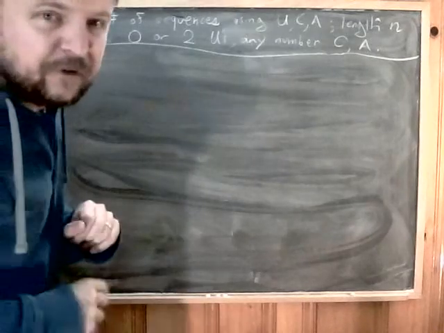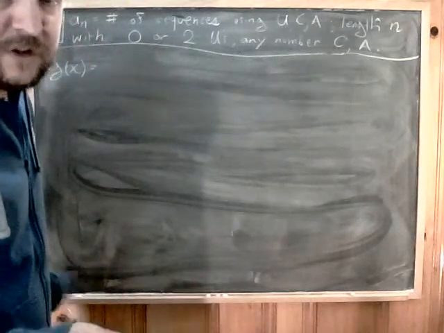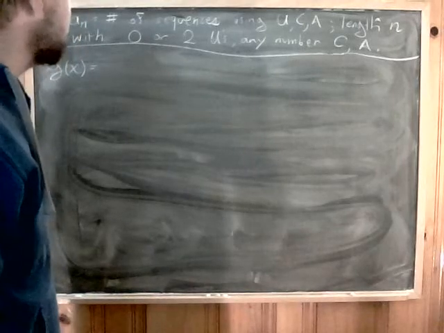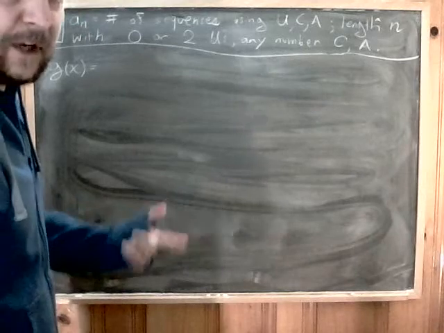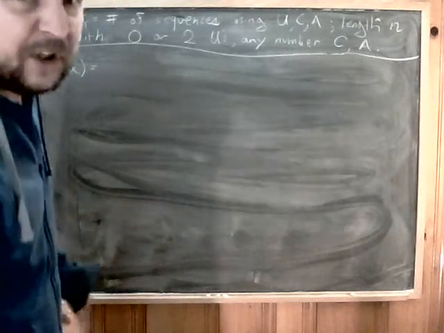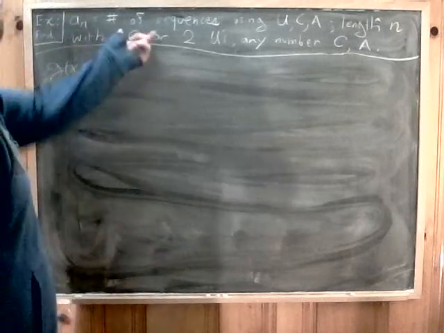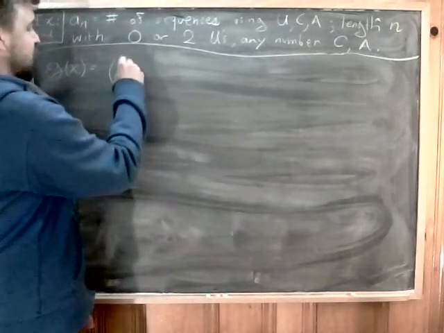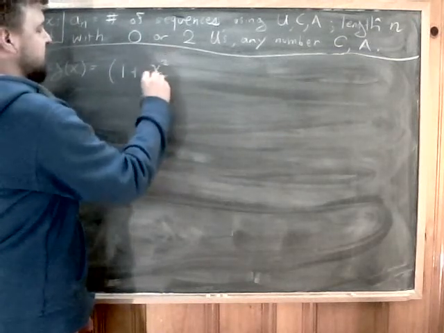Which will have a factor for each of those letters. These are ordered sequences, lists, or multi-permutations. So that means we need to use the exponential generating function, where we divide by the factorial to take care of those duplicates when we switch them around. It says 0 or 2 u's. So that actually is going to look like 1 plus x squared over 2.